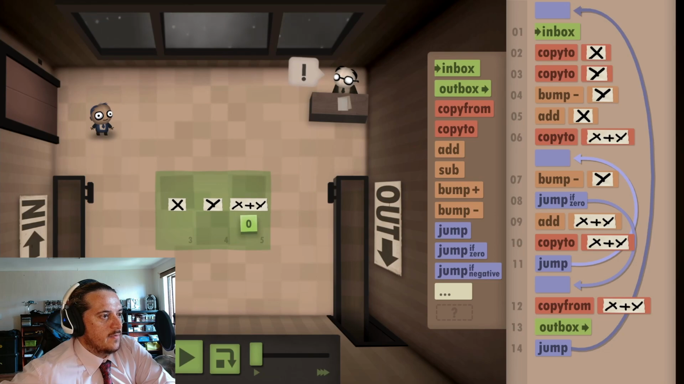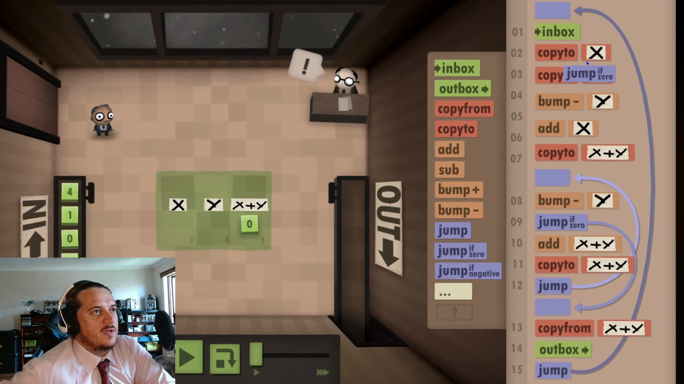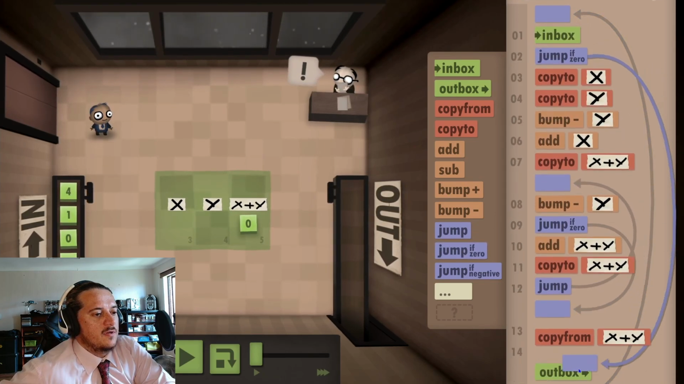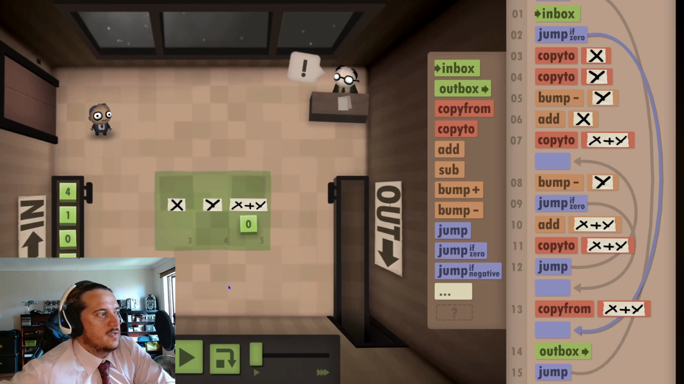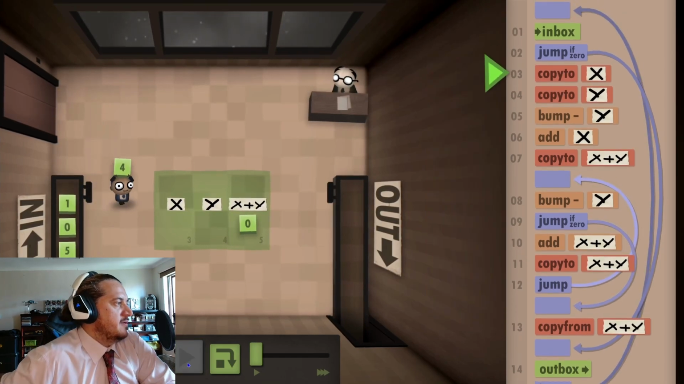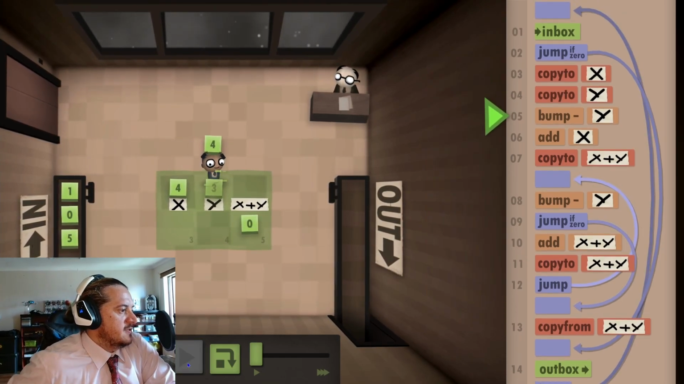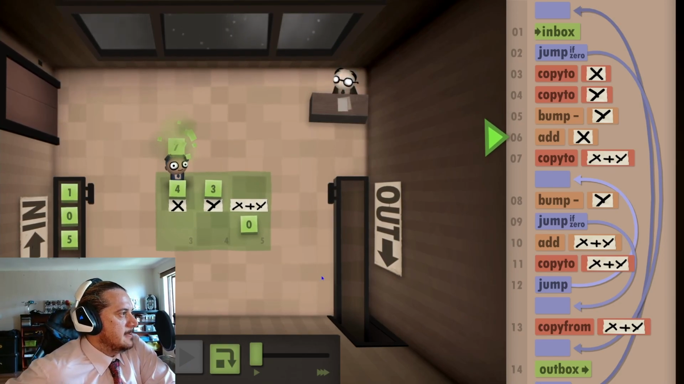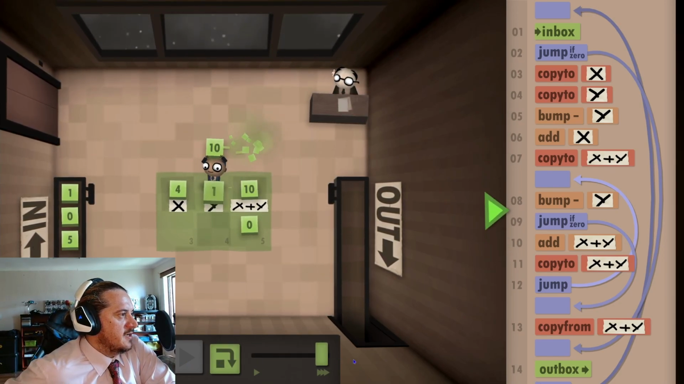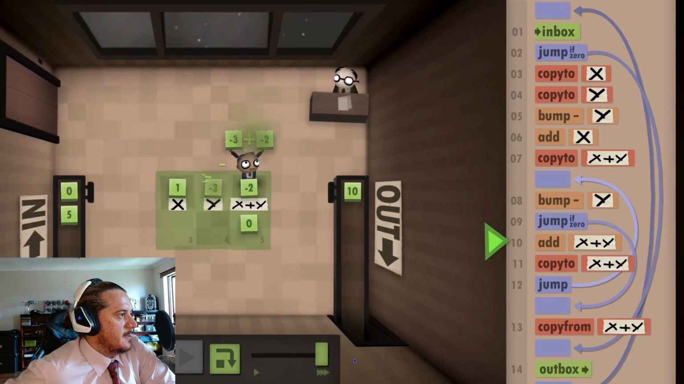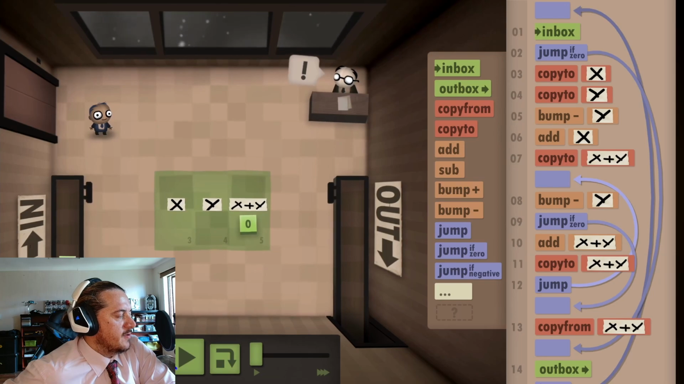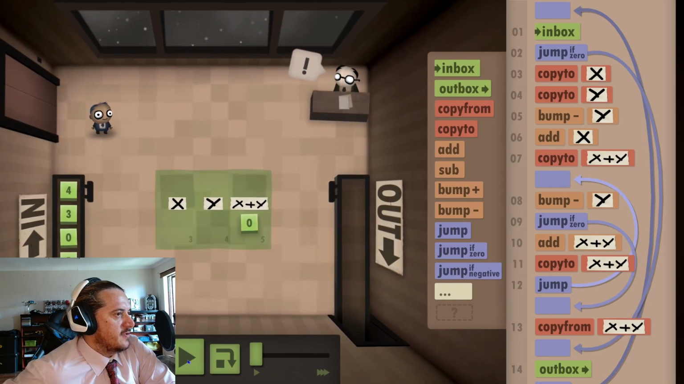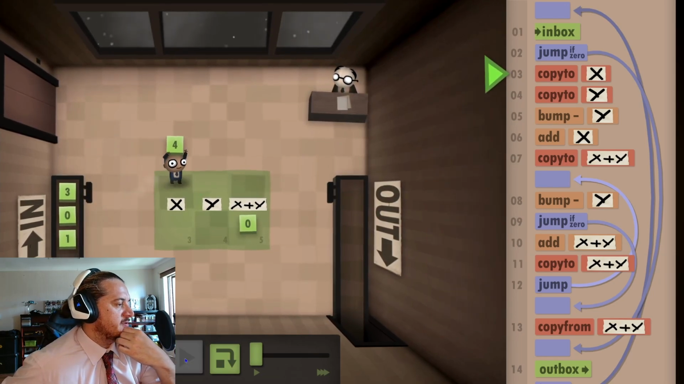Oh, wait. We need to do an if 0, jump right ahead to the outbox. Okay, let's try. I'm going to fast forward it. Oh, it's a never-ending loop there. What happened? That didn't work out. I didn't even see what happened. Okay, let's watch it slowly.